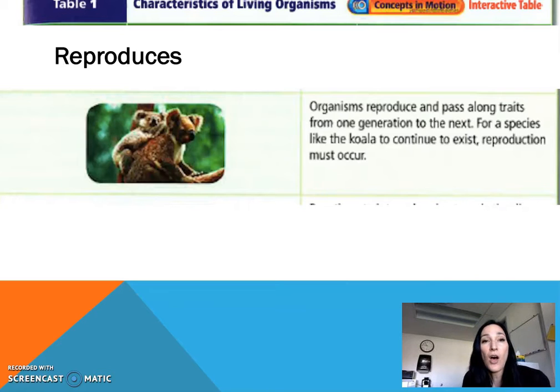The next thing is that all living things must reproduce. They have to be able to produce offspring that can pass on traits. Now this one I get questions about.